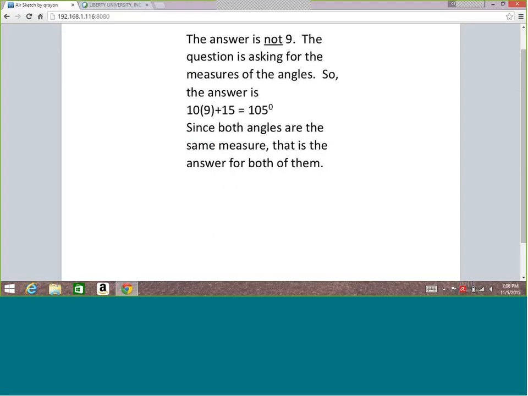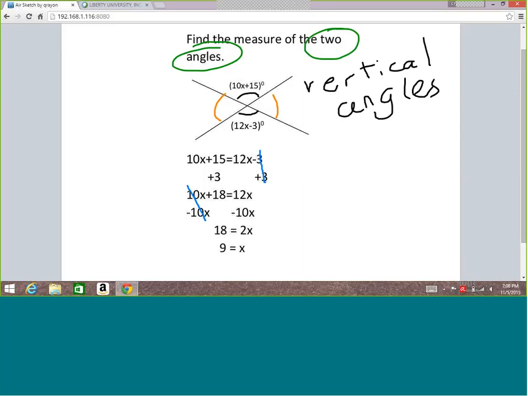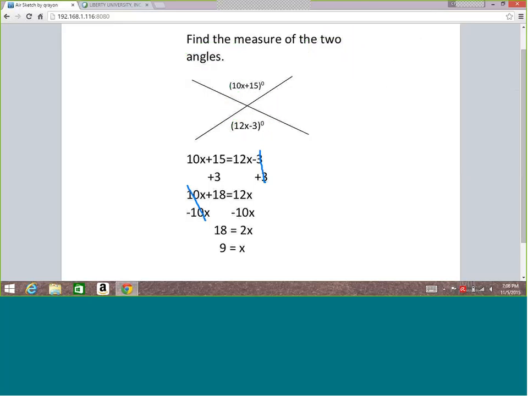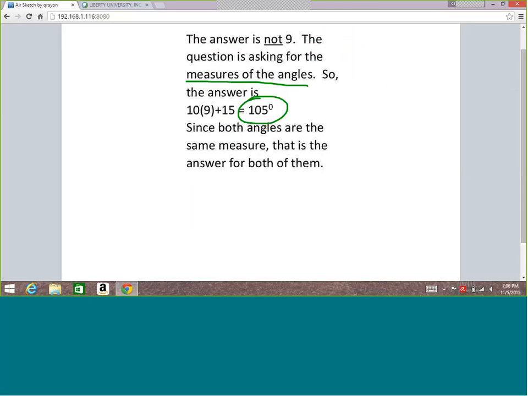Okay, the answer is not 9 because the question is asking for the measures of the angles. So we're going to put 9 in for x, and for one of the angles, 10x plus 15 gives us 105 degrees. And since both angles are the same, that's the answer for both. So we have found the measures of the two angles that are marked here by substituting 9 in for x. We found that they're both 105 degrees.